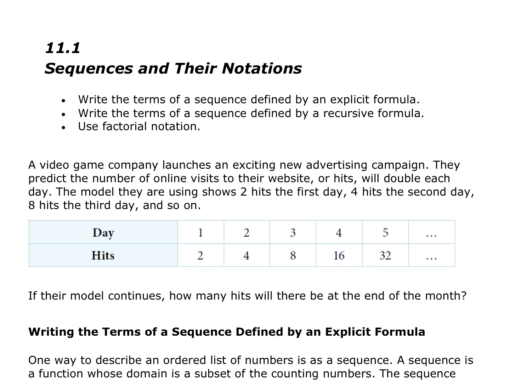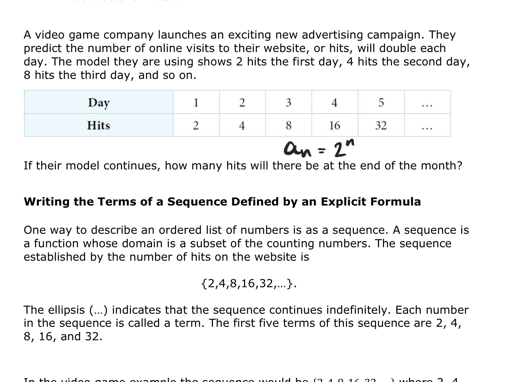This is a sequence. So one of the ways I could write this sequence is I could say a sub n is equal to 2 raised to the n. And that's one of the ways I could represent this sequence using sequence notation. And you're thinking, what is that?